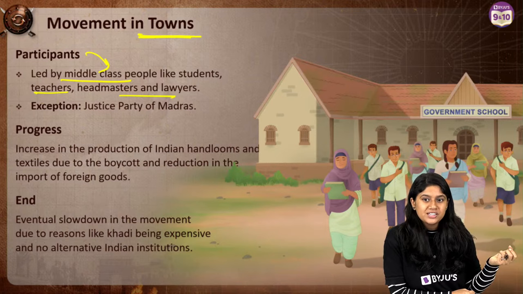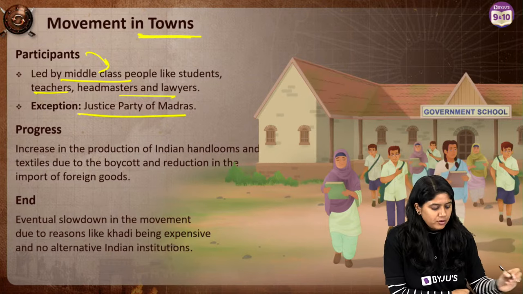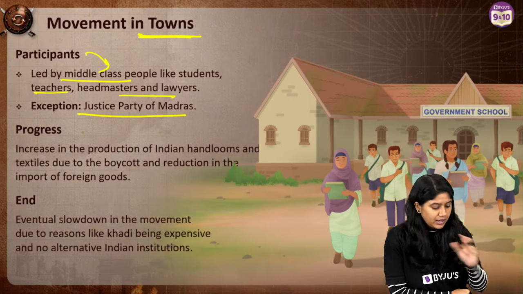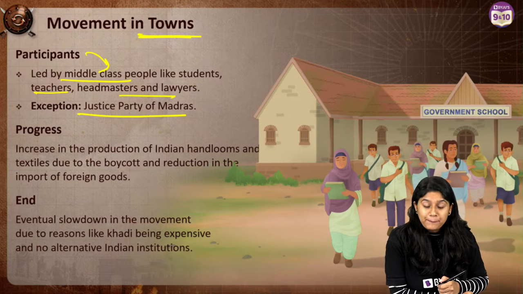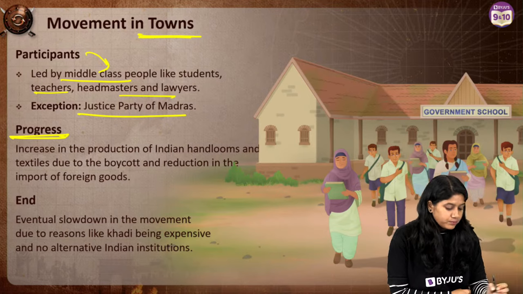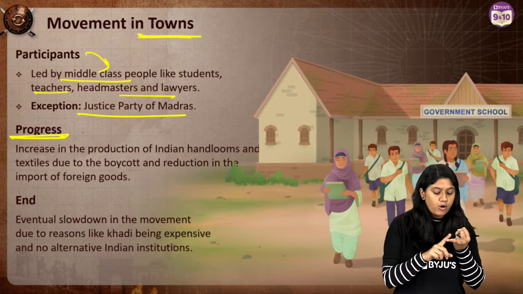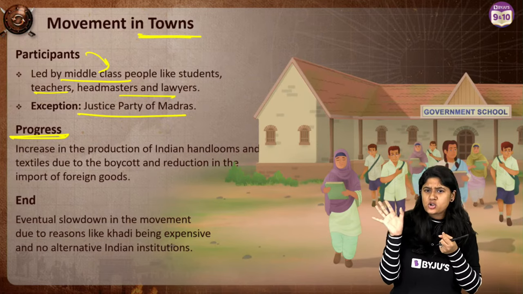They were listening to what Gandhiji was saying at that particular time, and they left their jobs. Exception, of course, we have the Justice Party of Madras, who participated in the election, right? And no other party was participating at that particular time. Then what happened, everyone? What did they do? Right? So they boycotted all the foreign goods. They left their jobs. They gave up their titles also.